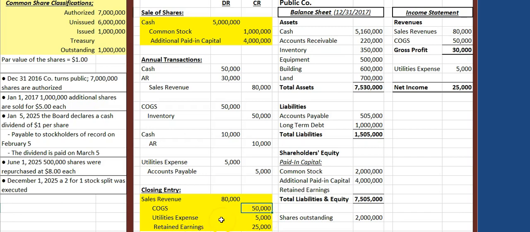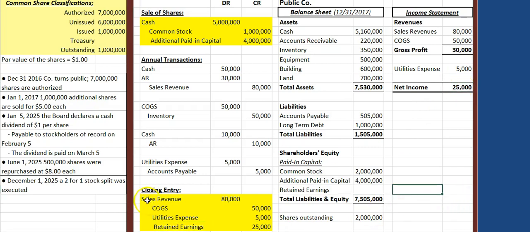And utilities expense, an expense account, has a debit balance, and we're going to put a $5,000 credit to close utilities. This is the closing entry. This is going to close my income statement out to zero so that I could start a new year with zeros in this column, so that in my subsequent year, I start accumulating new revenues and new expenses, okay? And in essence, I transfer that over to retained earnings, okay?